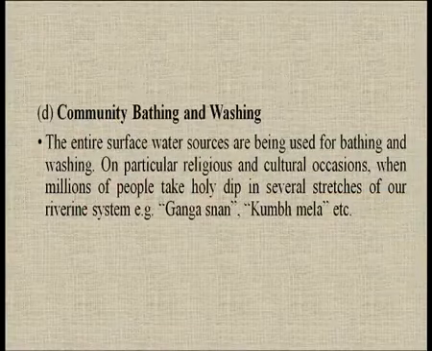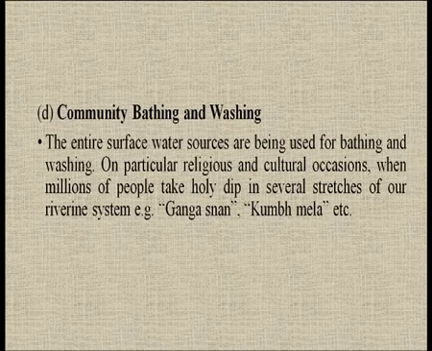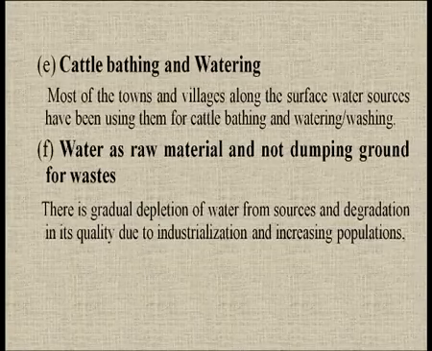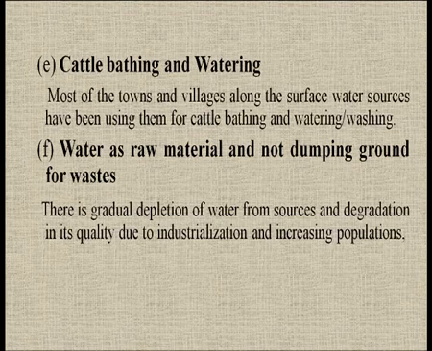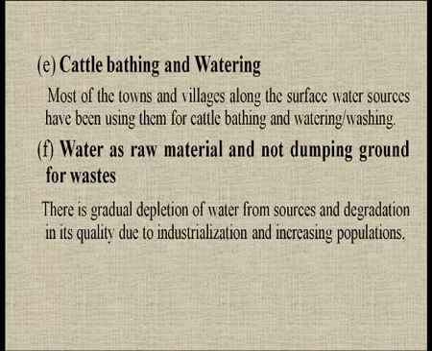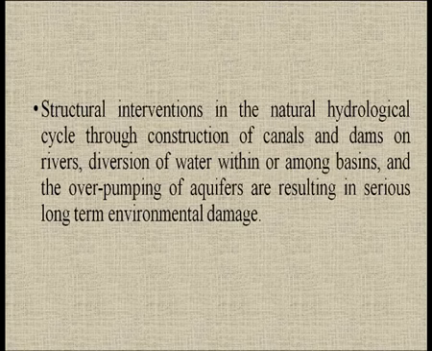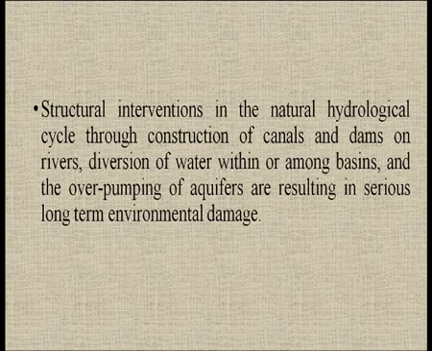Community bathing and washing. The entire surface water sources are being used for bathing and washing. Then cattle bathing and watering. Another point is water as a raw material and not a dumping ground for waste. So, there is a gradual depletion of water from sources and degradation in its quality due to industrialization and increasing population. Structural interventions in the natural hydrological cycle through construction of canals and dams on rivers, diversion of water within or among basins, and over pumping of aquifers are resulting in serious long-term environmental damage.